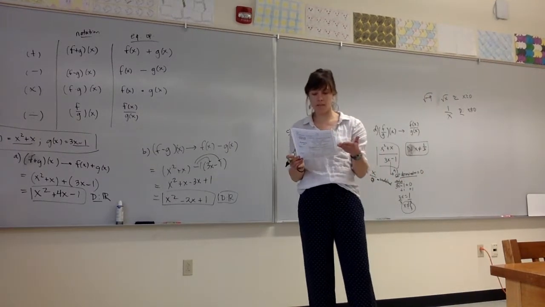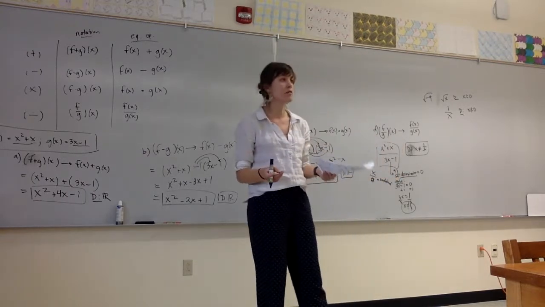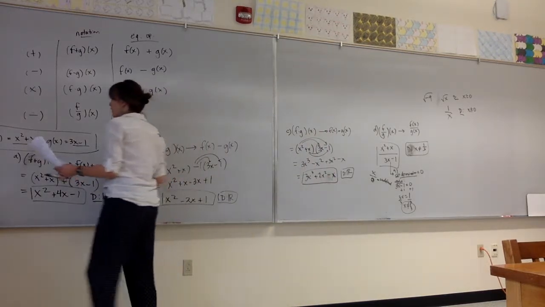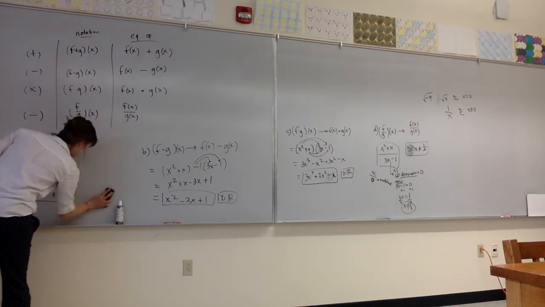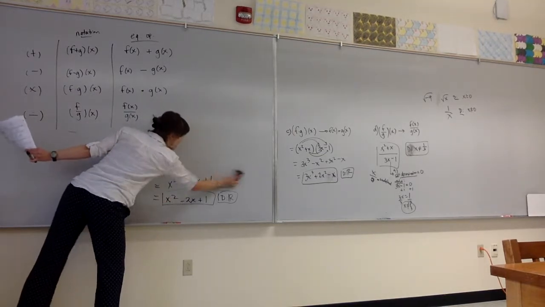So, for example, in example 2, my g of x is the square root of x. I'm going to give you guys 1 minute left. So I'm just going to do the first 2 of example 2, and then the back will be your homework.